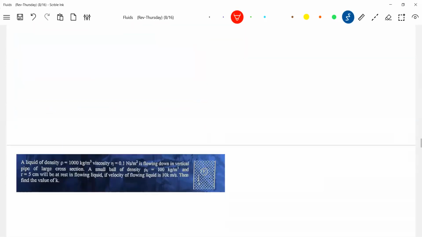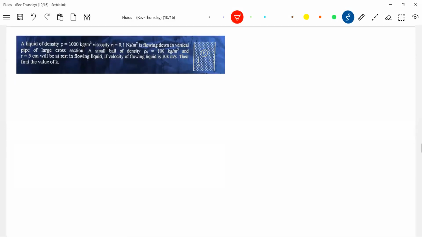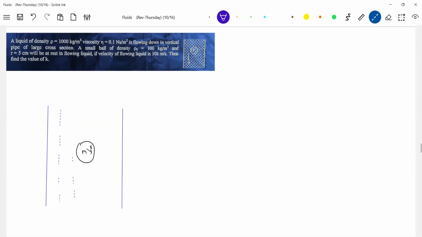Okay, similar question, I think. There's a ball of radius r, and we have a liquid which is flowing.